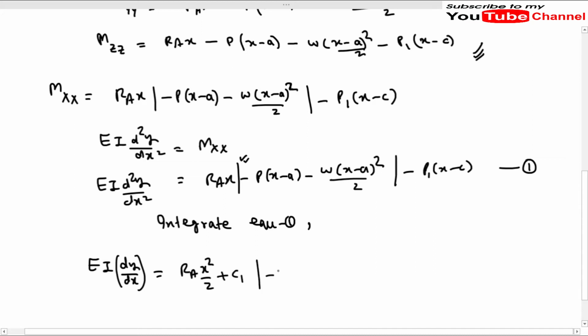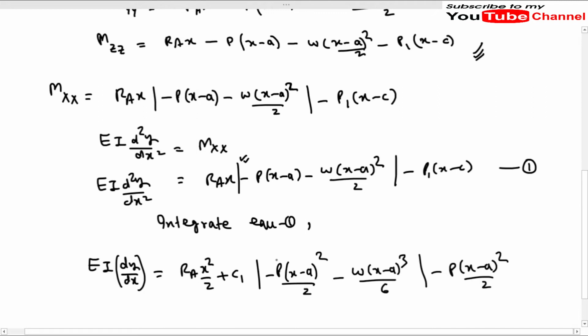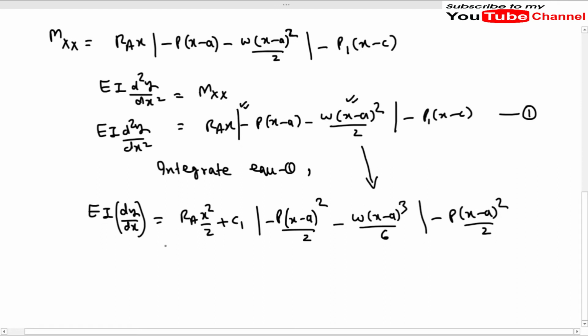C1, then Rax square by 2, minus P(x minus a) square by 2, minus w(x minus a) whole cube by 6, again vertical line, P1(x minus c) square by 2. One thing is very important: while doing the integration, do not expand this square. Just integrate it like this, as I have done here. If you open this whole square, it will create difficulties. So do not open it, just integrate it like this. I will integrate again.